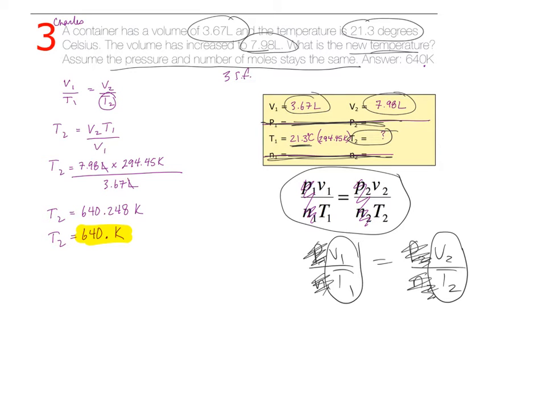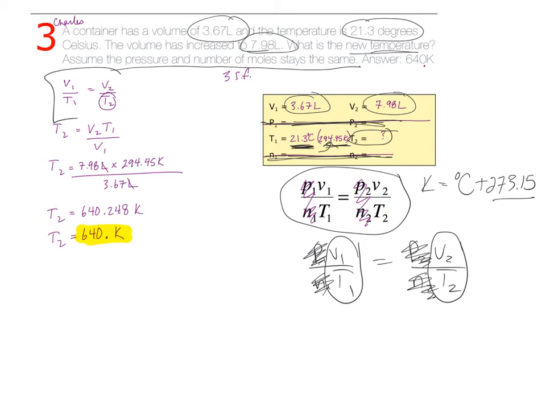Oh, just before plugging in, notice with the temperature here that I converted the temperature into Kelvin. So to get a Kelvin temperature, take whatever your Celsius degrees is and add to it 273.15. Okay, so if I add the 21.3 and this, it should come out to that. Okay, so now I take these numbers, and I'm solving for T2.